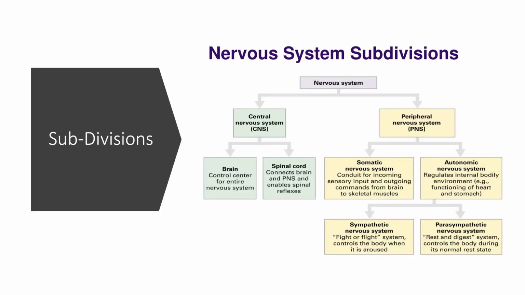The nervous system is divided into the central nervous system and the peripheral nervous system. The central nervous system is made up of the brain and spinal cord. And the peripheral nervous system is subdivided into the somatic nervous system and the autonomic nervous system. So the somatic nervous system basically deals with voluntary movements.